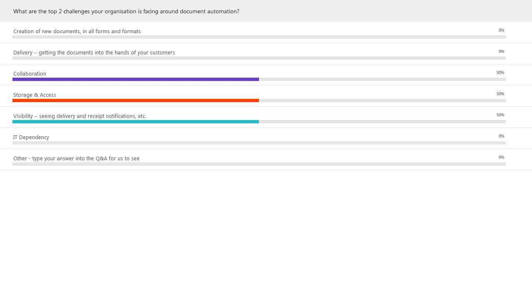So it looks like here we have an even split of collaboration, storage and access, and visibility. And that's not surprising. Visibility is one of the main pain points that we see in our research here. So with the results in, AIIM, we heard my take on things in the context of where we are. But what do you and Bottomline Technologies make of these numbers? Do they surprise you, or do they fall in line with what you would expect?